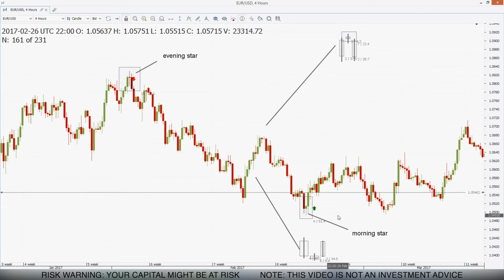This is the difference between a morning and an evening star. Morning star appears at the end of a bearish trend, evening star at the end of a bullish trend.